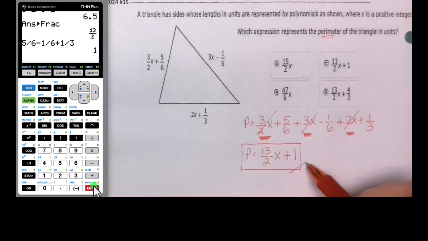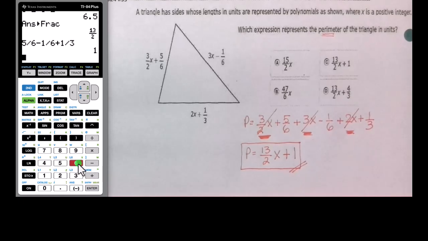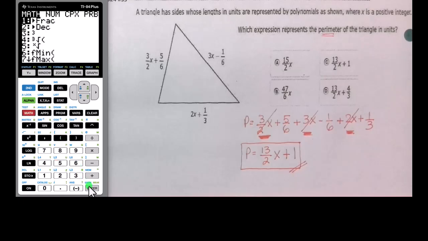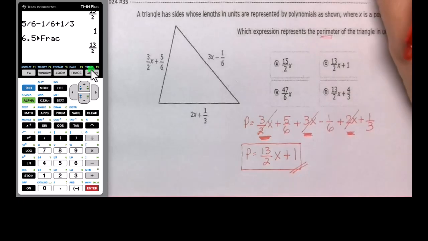And notice how we use the calculator to do the fractions. And we learned that if we have a decimal like 6.5, and I want to change back to a fraction, you press math, enter, enter, and it changed back to a fraction. Okay, very good. So let's go on to the next question.